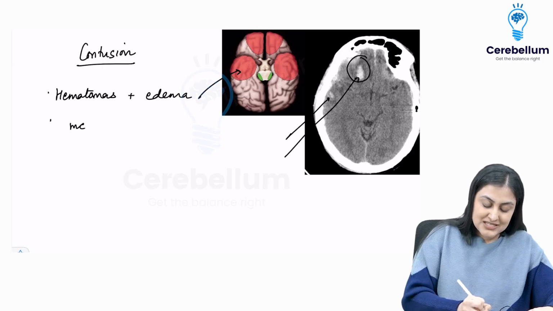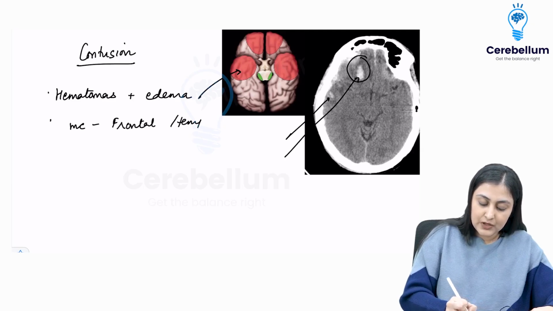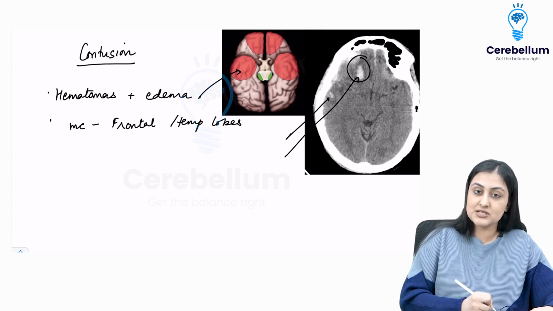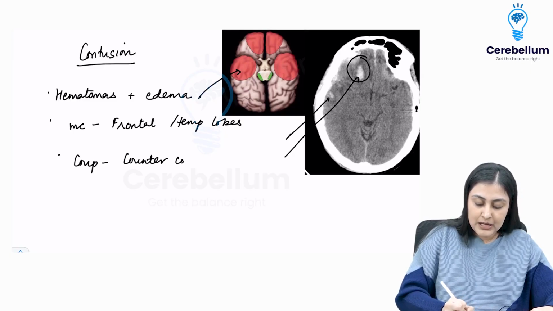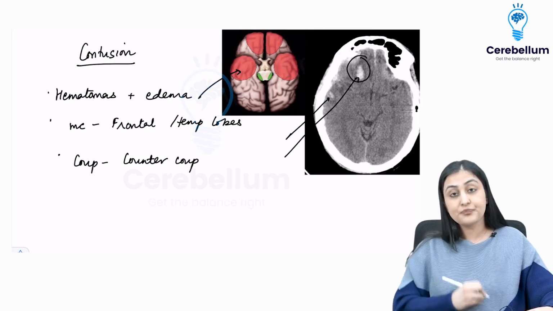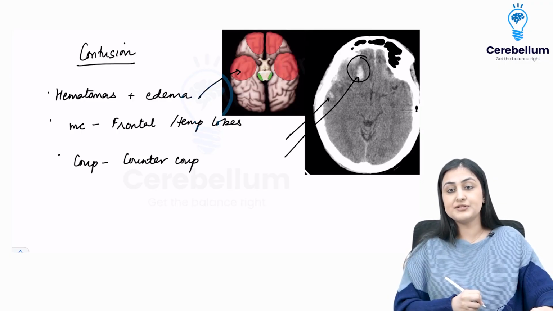Secondly, the most common site is going to be the frontal and the temporal lobes because of the bony processes here. And what you want to remember is they are also associated with the coup, counter coup mechanism of injury. What is coup counter coup mechanism of injury?